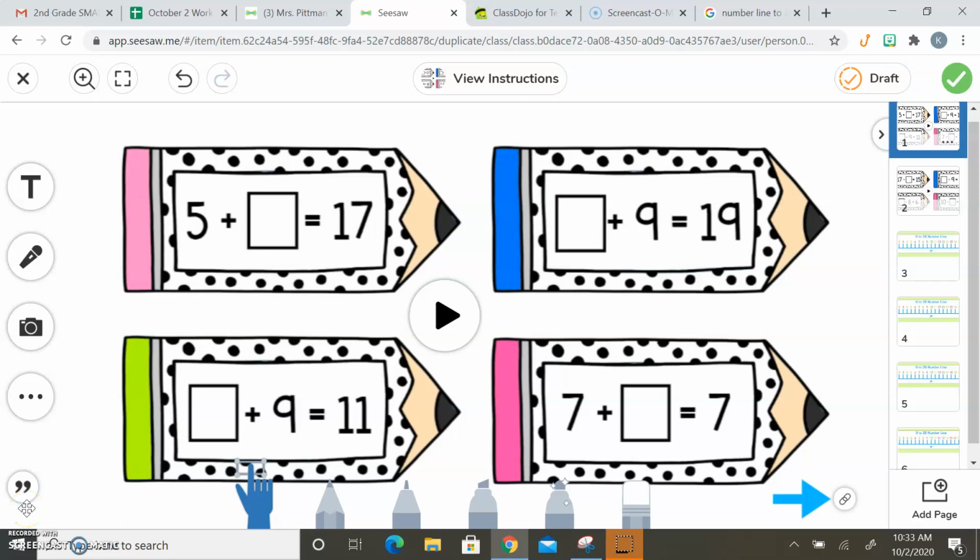Okay, so here's the math that was given. So I'm going to start with this problem right here. 5 plus something equals 17. Well, I like to say think about fact families when they're adding, and we know that two little numbers make the big one.